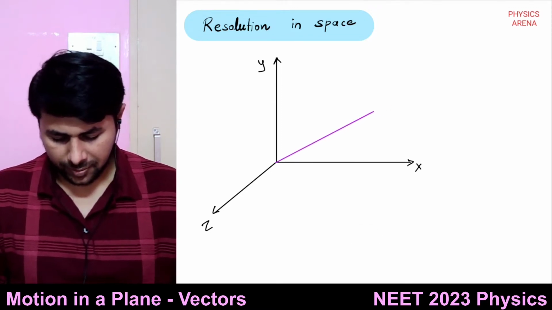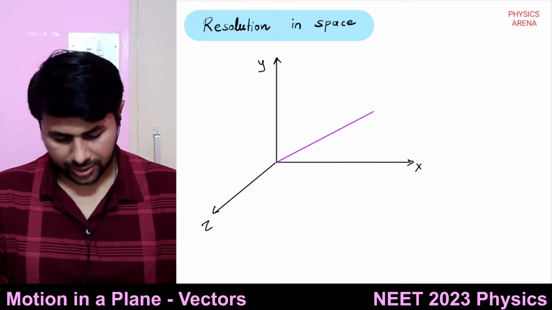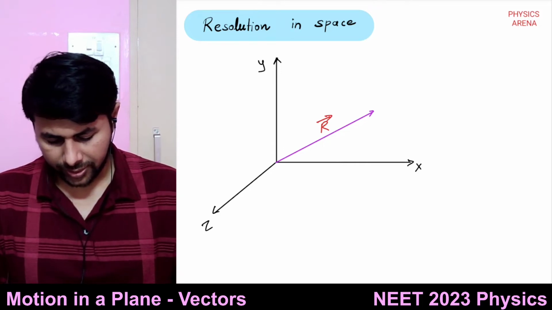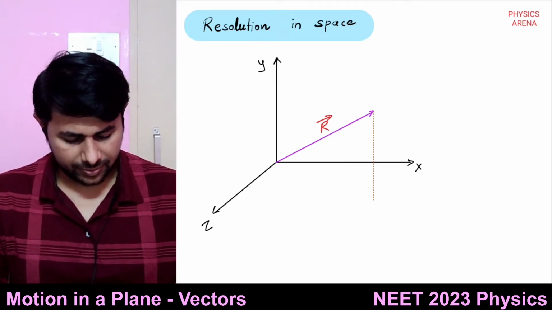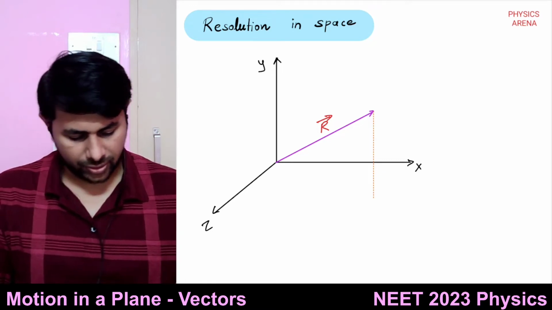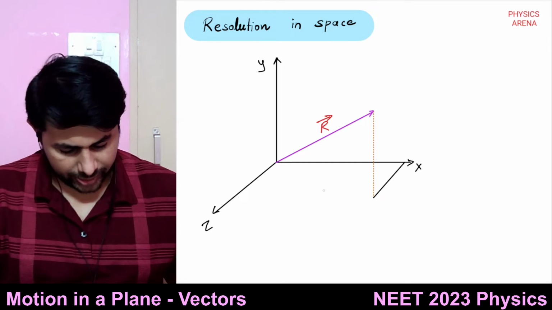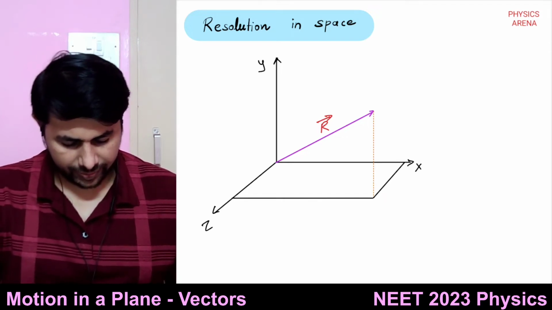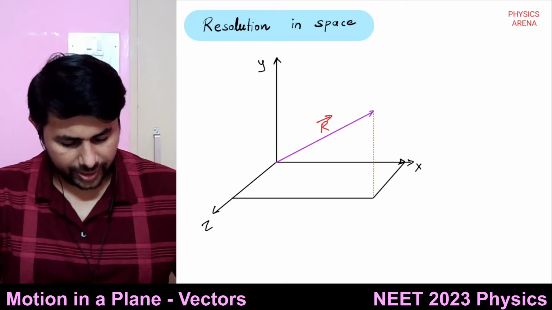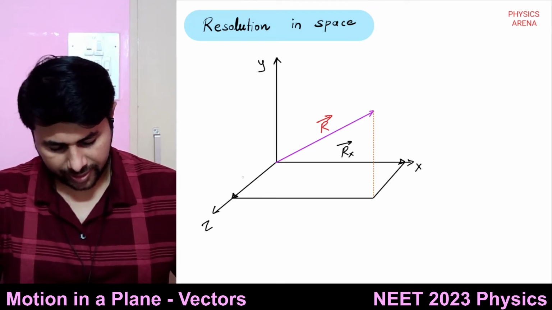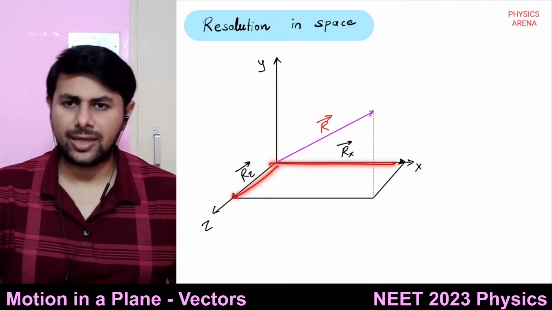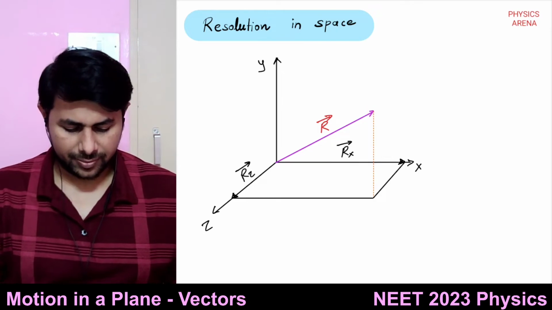So what should I do? I will draw a perpendicular. This is my vector, R bar, and I want to resolve this. I will draw a perpendicular like this. It meets at some point on this xz plane. From there, I can draw two vectors. I will draw a perpendicular from here on the z axis, and suppose it meets at this point. Then this will be my Rx bar and this is my Rz bar. And then from this point, I can draw a perpendicular on the y axis also.